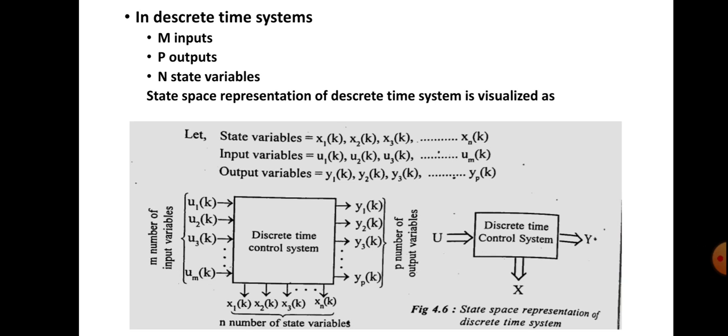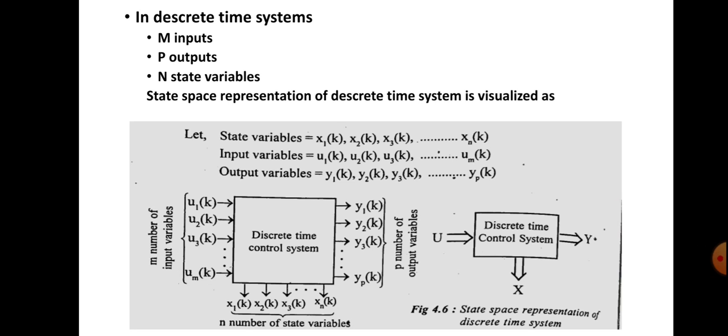Input variables are u1 of k, u2 of k, u3 of k and um of k. Output variables are y1 of k, y2 of k, y3 of k and yp of k. Here the notations are similar to those in the continuous time system. In that case also we are taking input as u, output as y, state variables as x. But in the case of continuous time system we are using t as a variable. Here in the case of discrete time system we are taking k as a variable. Okay, it represents the discrete instance of time.